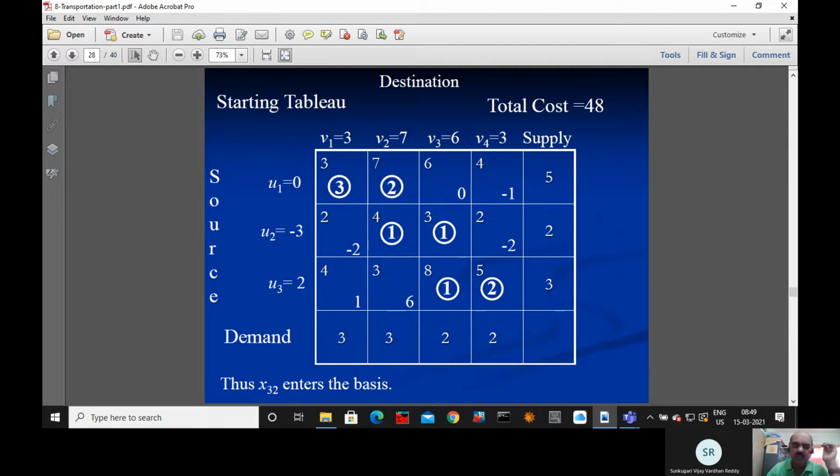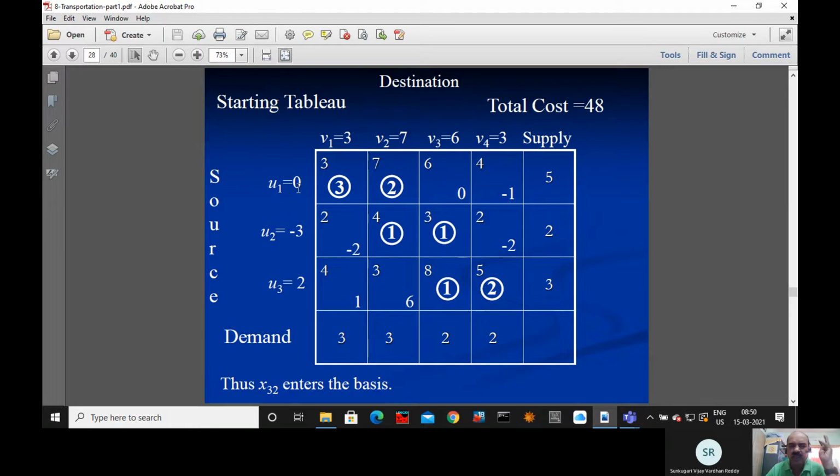So with respect to cell 11, U1 plus B1 equal to 3. If you set U1 equal to 0, then B1 becomes 3. Now, with respect to cell 1, 2, we have U1 plus B2 equal to 7.